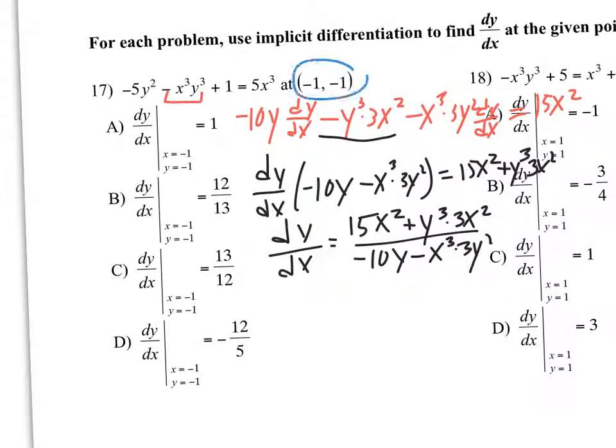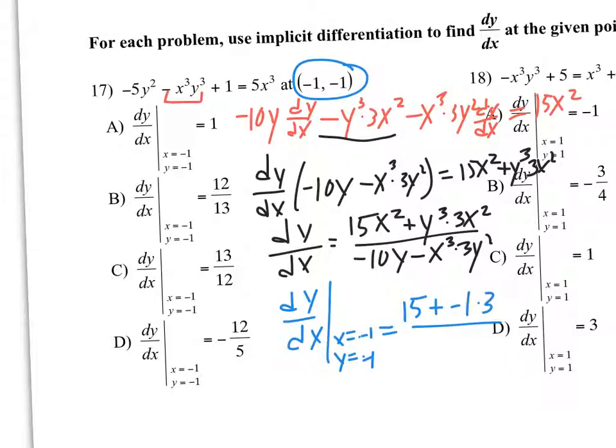And now we've got to plug in the point negative 1, negative 1. dy/dx at x equals negative 1, y equals negative 1. And that's going to be equal to 15 plus negative 1 times 3. And the bottom is going to be 10 minus negative 1 times 3. So that's plus plus. So the top would end up being 12, the bottom is 13.